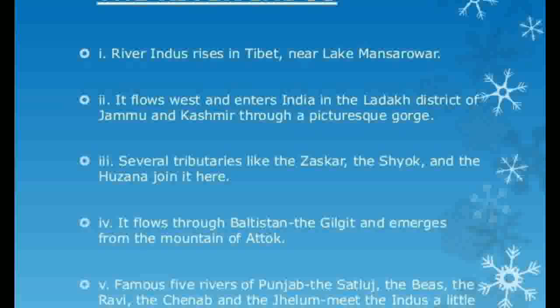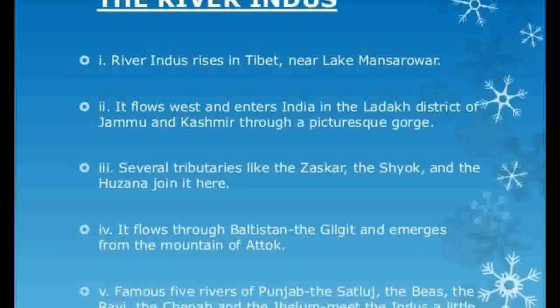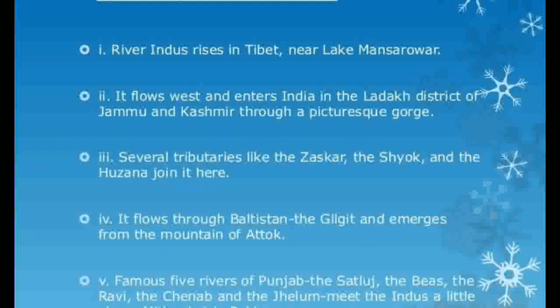It enters the Indian territory through the Jammu Kashmir region, but now it is the Union Territory of Ladakh, through which it enters the Indian territory through a gorge. The important tributaries which join this river include Zaskar, Shyok, and Hanzana, and it flows through Baltistan, Gilgit, and emerges from the mountain of Attock.